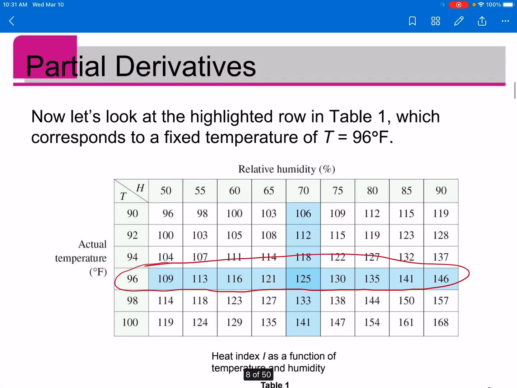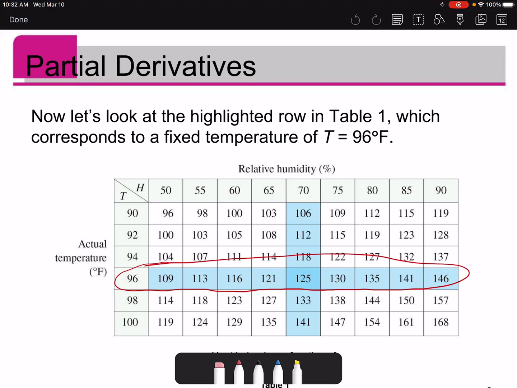So now we look at the other derivative, which is the variation with respect to the humidity when the temperature is fixed. We're going to fix the temperature at 96 degrees. So we look at the red row in terms of variation of the humidity. All of this in the red row, we assume the temperature is fixed at 96 degrees.